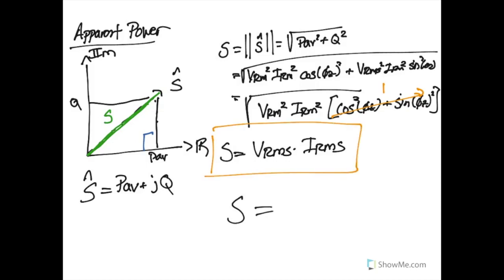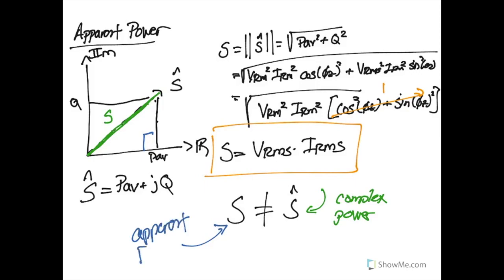that S is not equal to S hat. This is the complex power, and this right here is what we're going to call the apparent power. And the apparent power is just the total magnitude of everything going on. That's the totality of all the power sent in, and the complex power breaks it up into its individual components. The units for our apparent power are going to be in volt amps. So not watts, but volt amps.